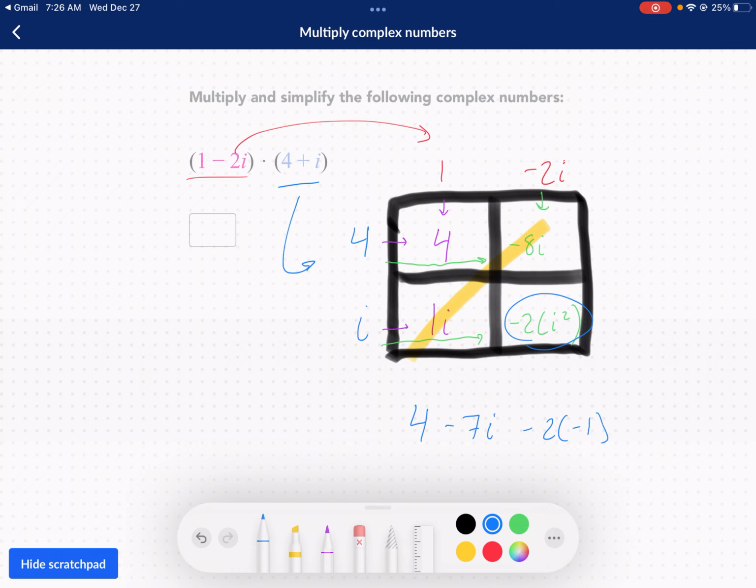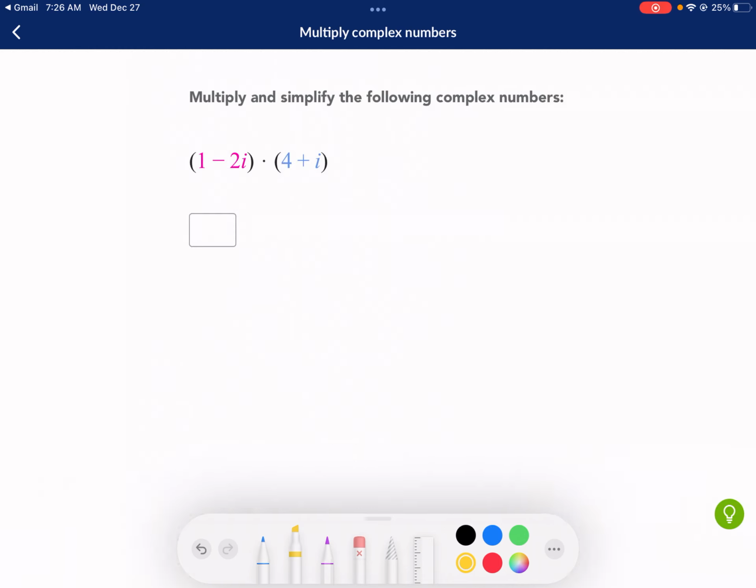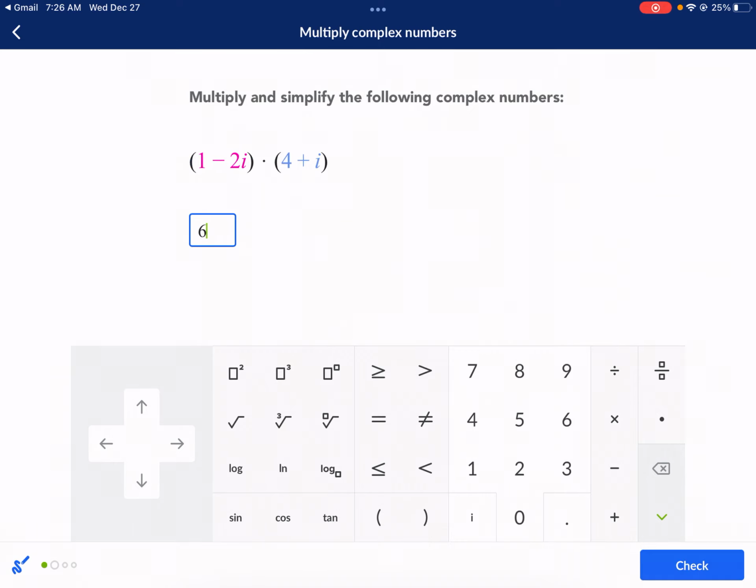So you can see that these i squareds just make it one extra kind of annoying step, if I'm being honest. And so I just have one more thing to combine, which is the 4 and the 2, which gives me 6 minus 7i. You're always going to want to write the real part first and then the imaginary part second. So 6 minus 7i. You can see the i's there.